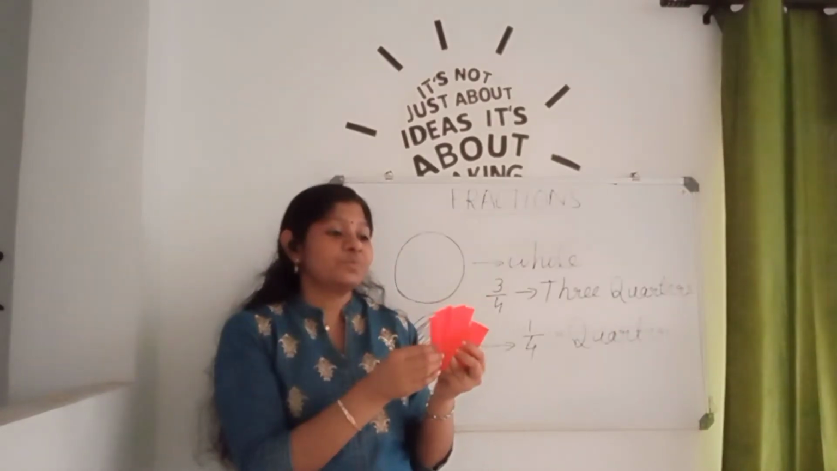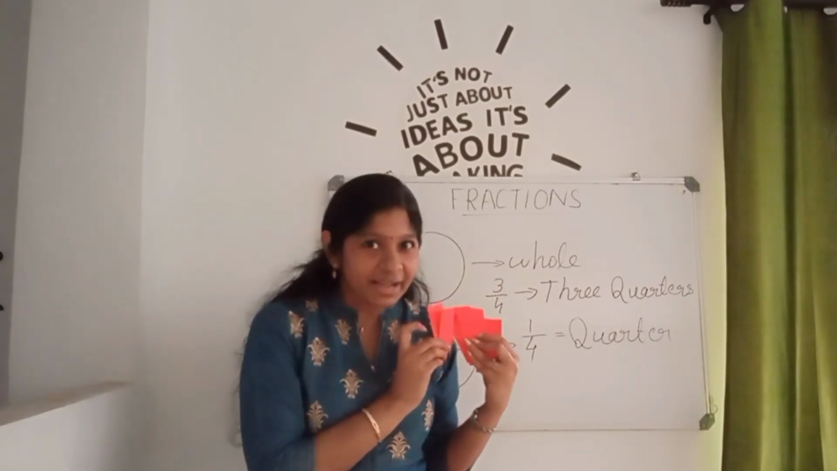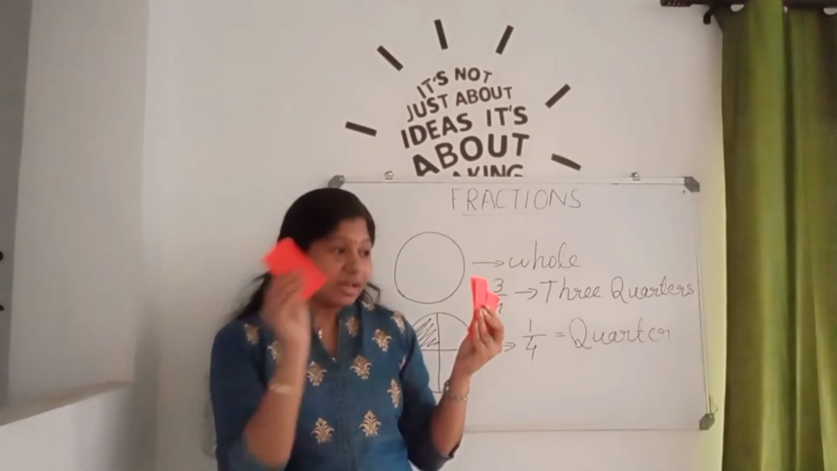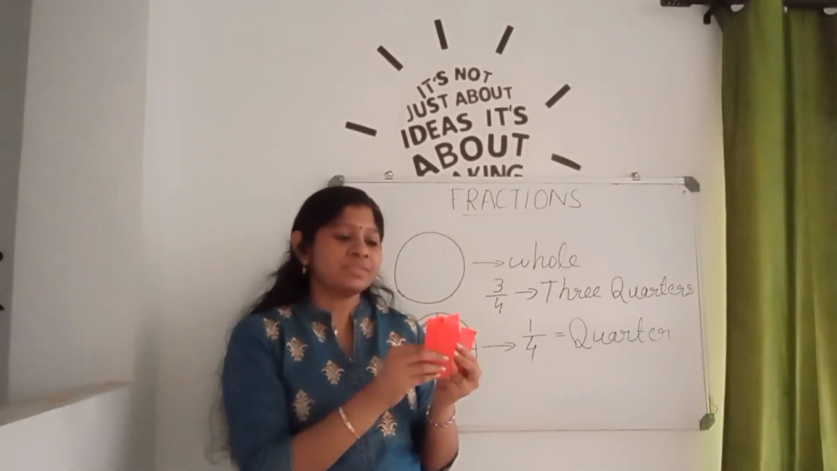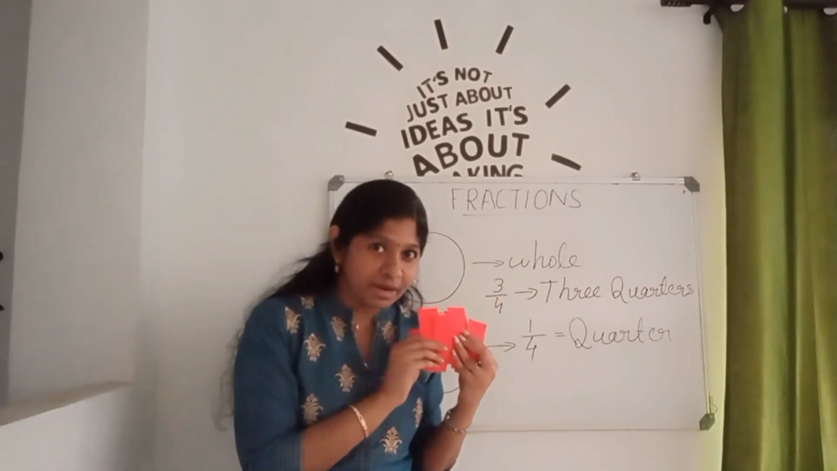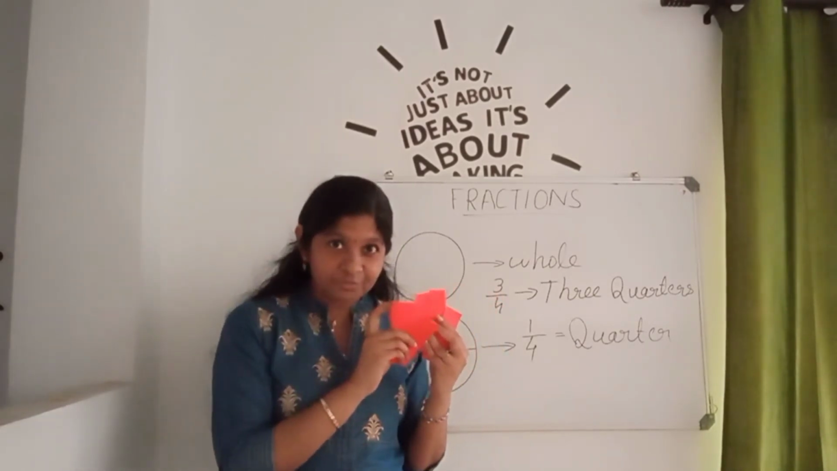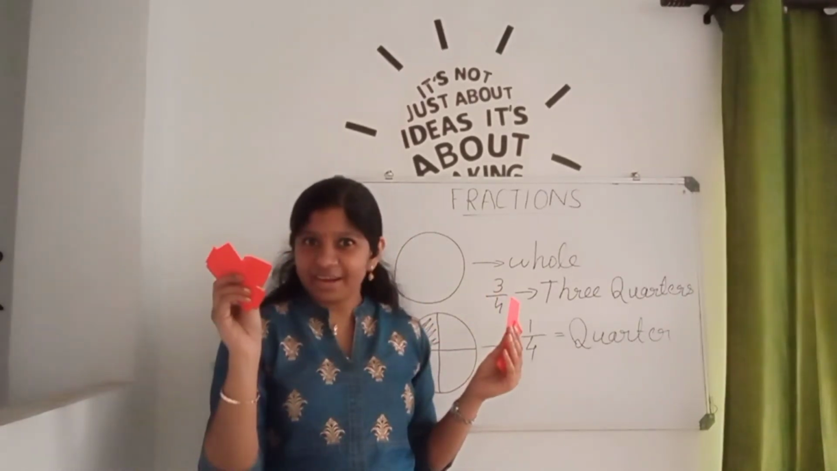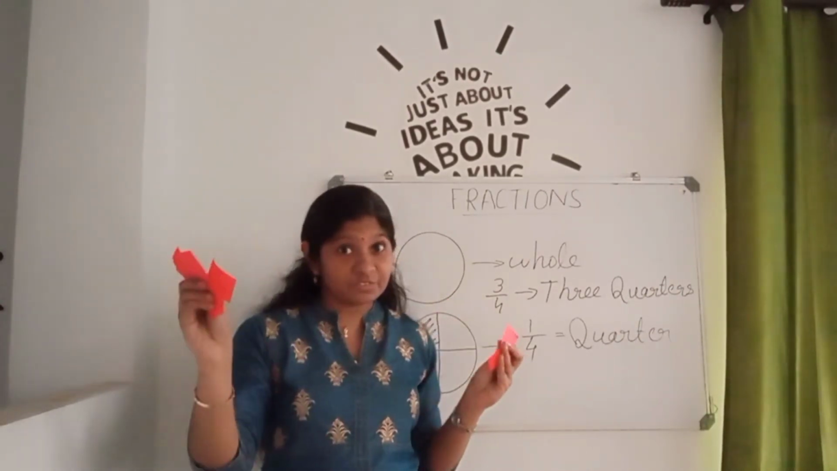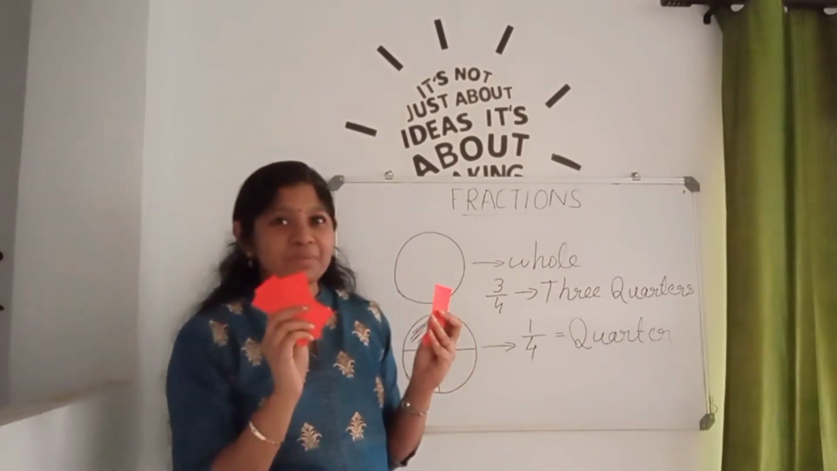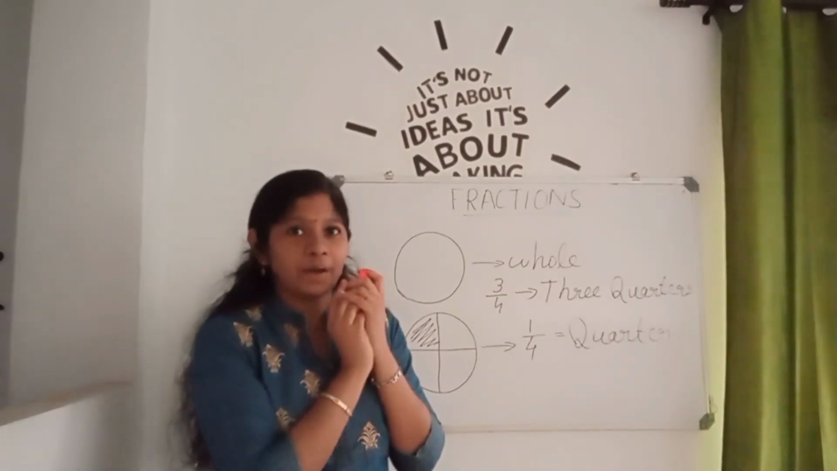1/8. Now, 2 parts out of 8 parts. What is the fraction? 2/8. 3 parts out of 8 parts. What is the fraction? 3/8. Then 4 parts out of 8 parts, 4/8. 5 parts out of 8 parts, 5/8. 6 parts out of 8 parts, 6/8. 7 parts out of 8 parts, 7/8. 8 parts out of 8 parts, that becomes the whole.